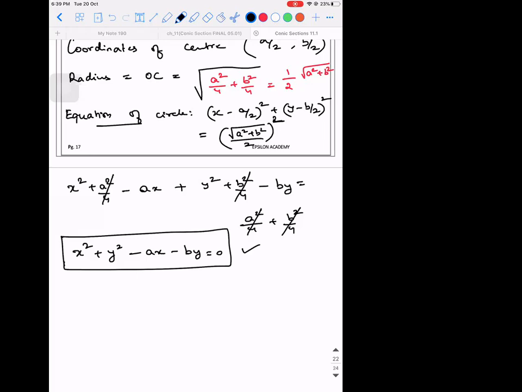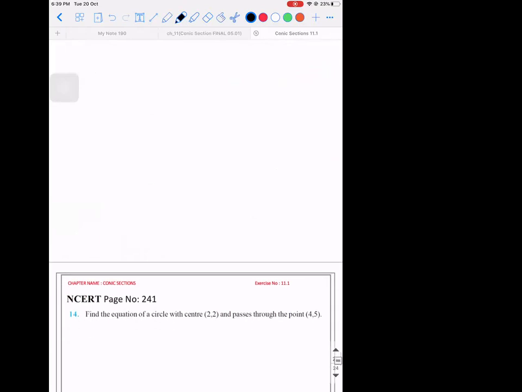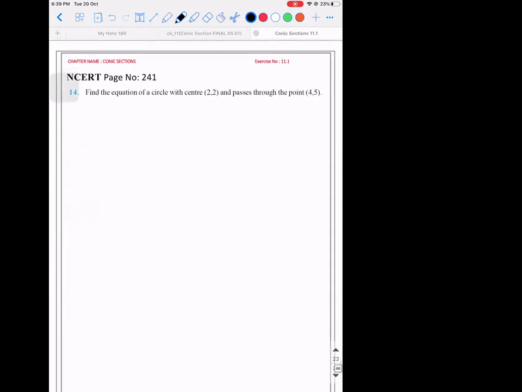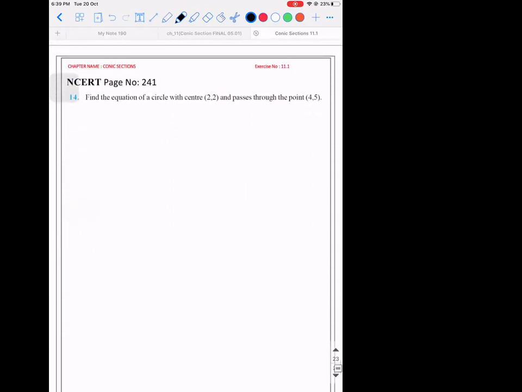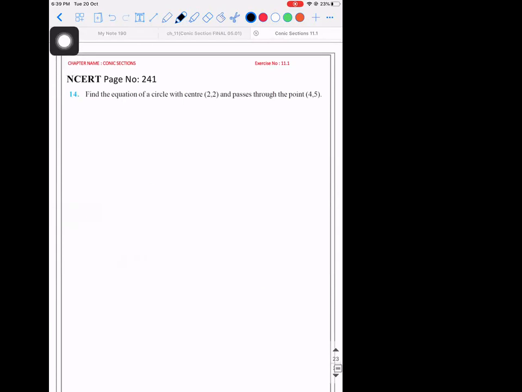Are you guys clear till what I did? Yes. So that will be the required equation of this circle. Fourteenth one is very, very easy.